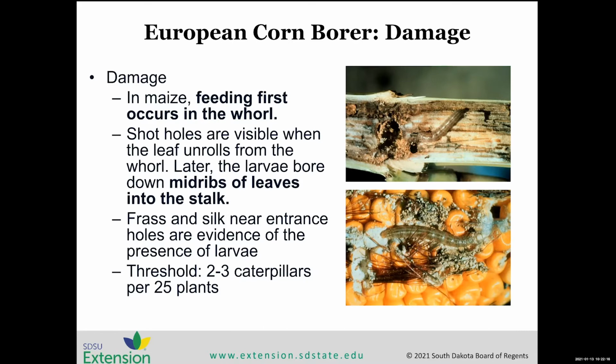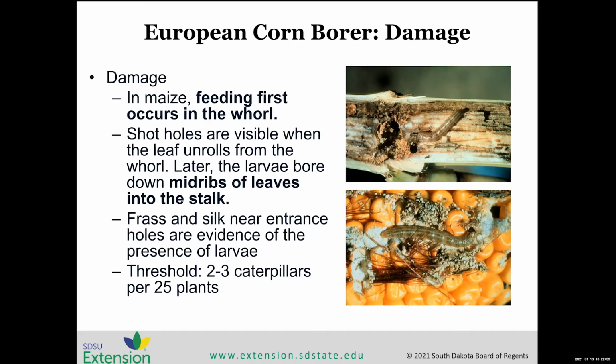So if you see that, you had a European corn borer in your field at some point, and you probably still do. Later, the larvae bore down midribs of leaves into the stalk. When you're scouting for them later in the season, frass and silk will be near the entrance of holes, and that's a very good indication that you have the larva. So in that top picture, you can see the hole that it made, and then that powdery residue around that hole, that's their frass.